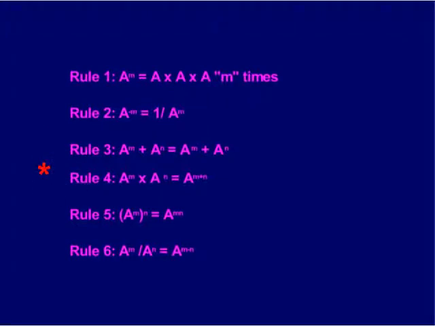The reason for the confusion is rule number 4. A to the m times a to the n equals a to the m plus n. If you multiply the same number or variable with different exponents, you add the exponents.